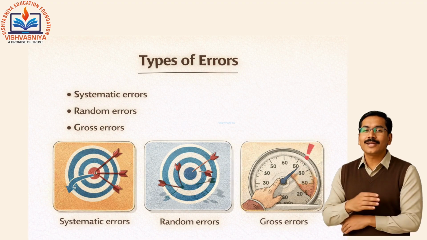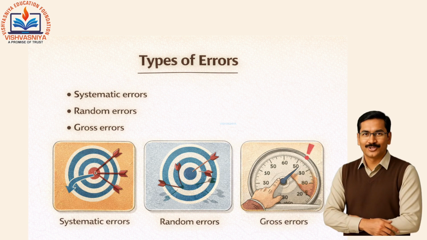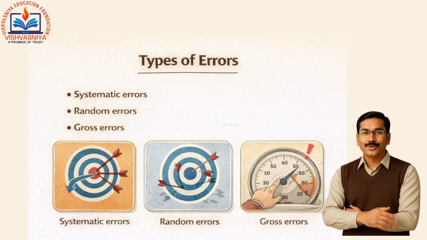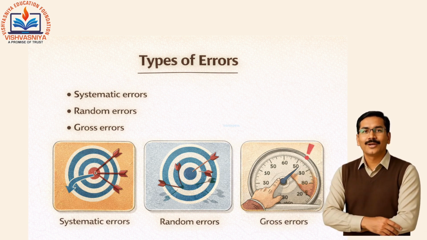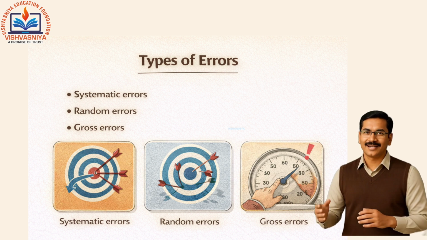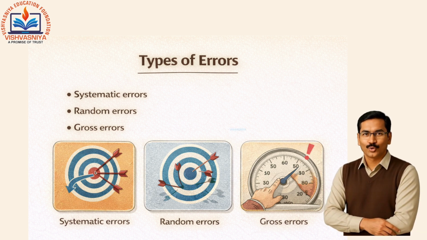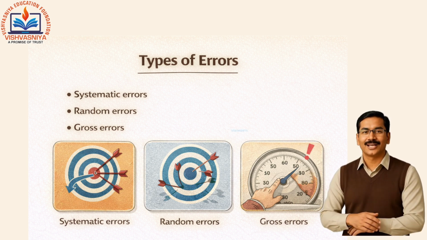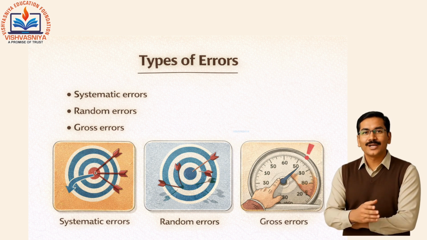Every measurement contains some error. The types are systematic errors, predictable errors due to poor instrument calibration or wrong technique. Random errors, caused by unpredictable fluctuations like reaction time. Gross errors, human mistakes such as careless observation or wrong recording.